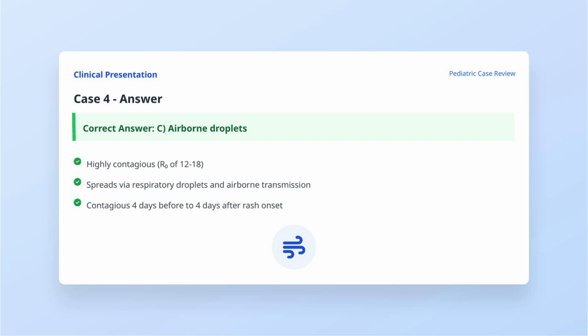Measles is one of the most contagious infectious diseases with a basic reproduction number of 12 to 18. It spreads primarily through respiratory droplets and airborne transmission. An infected person is contagious from 4 days before the rash appears until about 4 days after rash onset. The virus can remain suspended in the air for up to 2 hours, allowing transmission without direct contact.